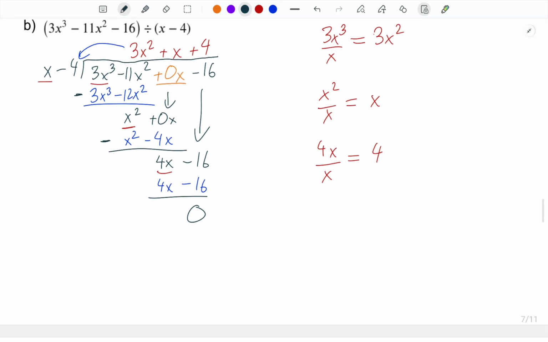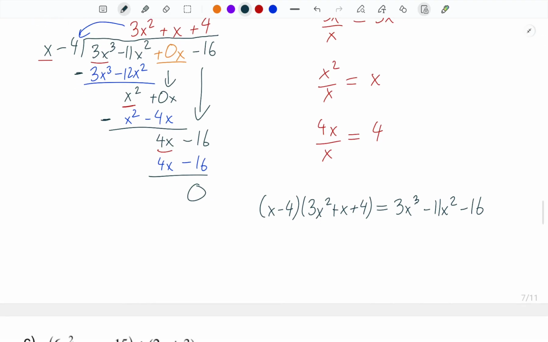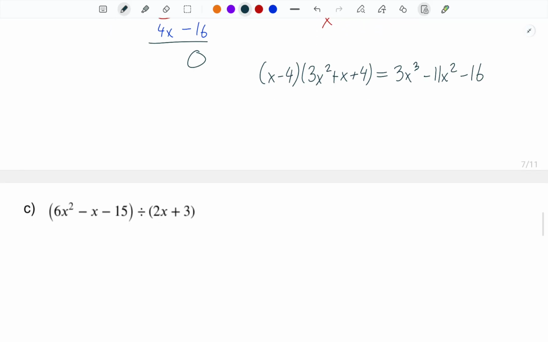And what this tells us is x minus 4 times 3x squared plus x plus 4 is equal to that original polynomial, 3x cubed minus 11x squared minus 16. Again, what we've just done is we've actually just done a little bit of factoring. We've turned the original polynomial into something that's multiplied with brackets. That's what factoring is all about. And we'll see how we can get better at that in future lessons.